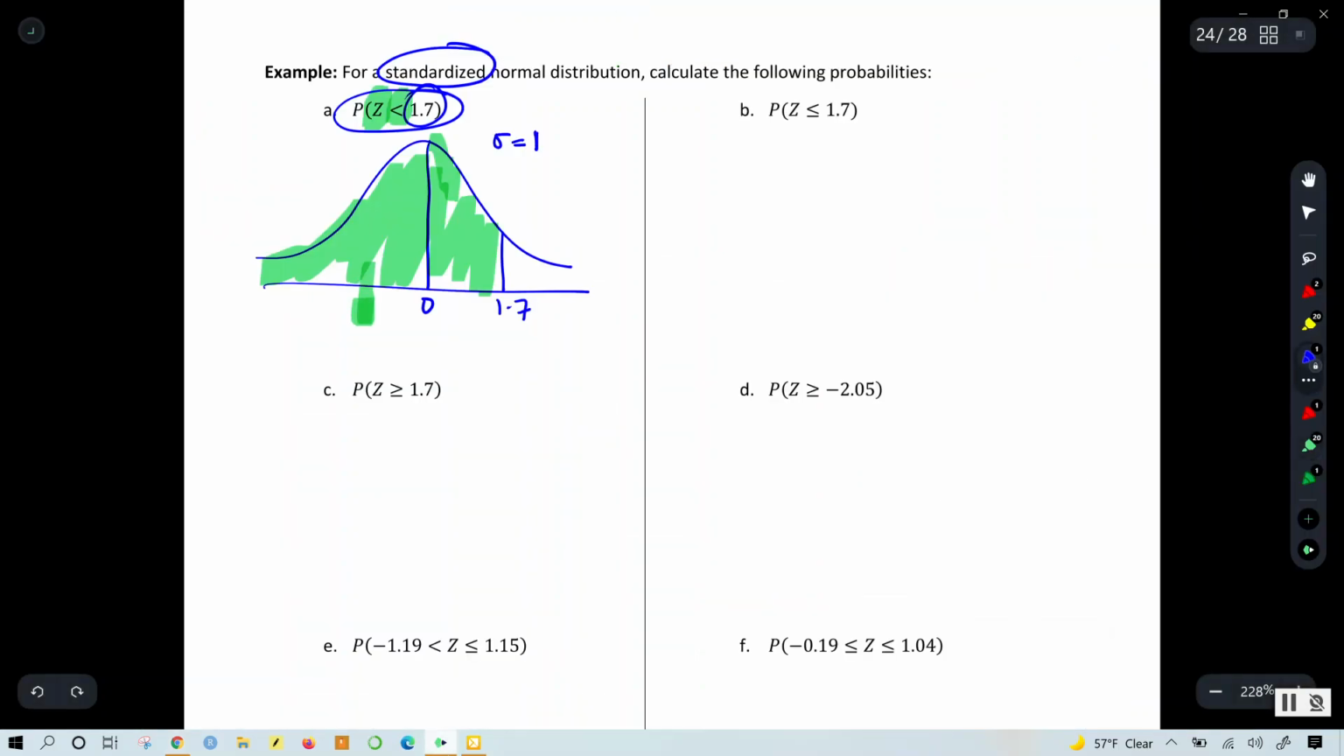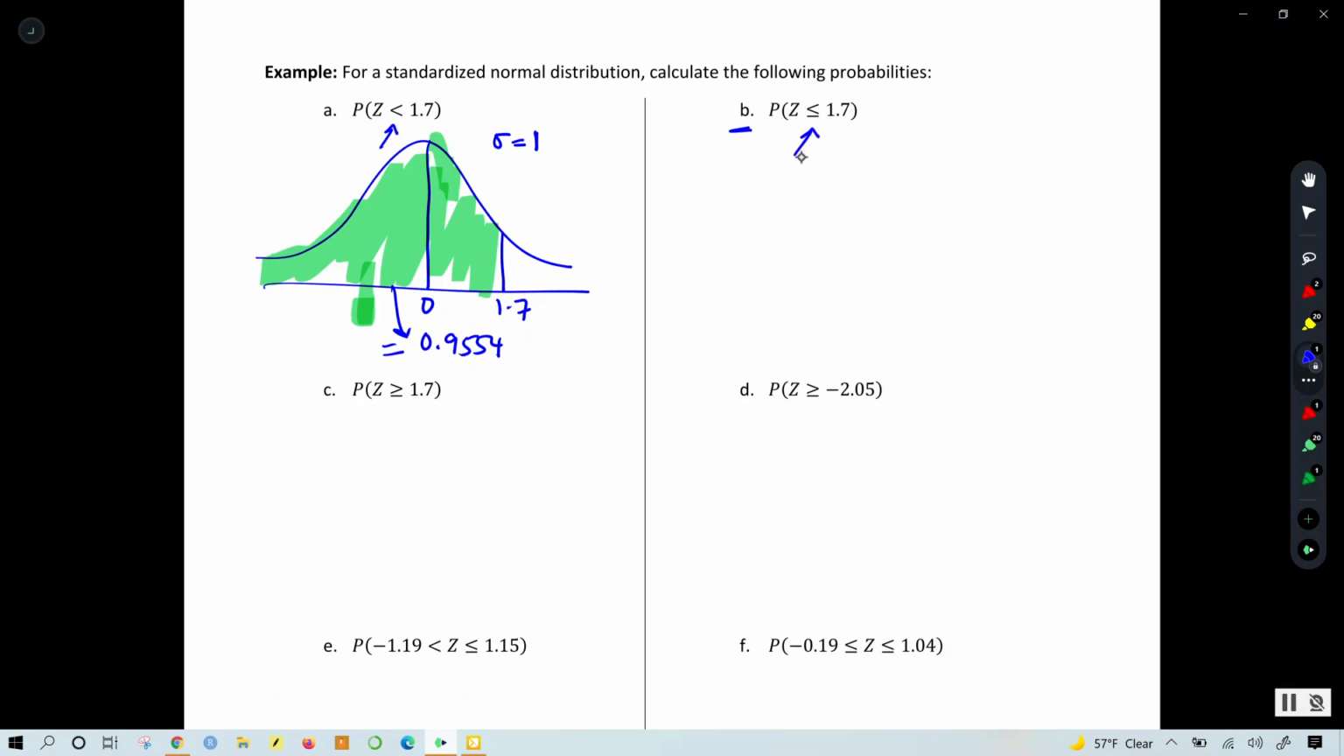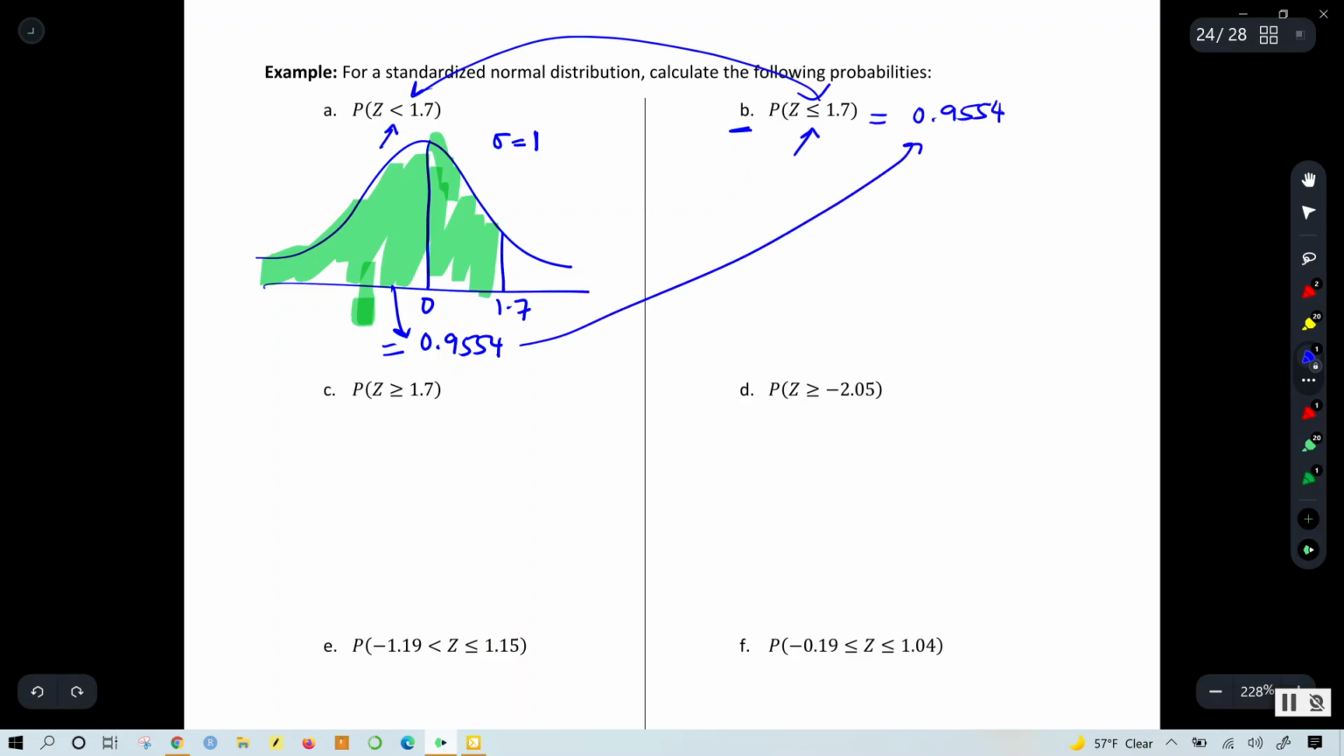So this is equal to 0.9554. Then for question B, observe again, just to remind us, the previous one is without equal to, but this is with equal to. As far as continuous random variables are concerned, these are exactly the same region, so I have the same answer. This is just to remind us of that.